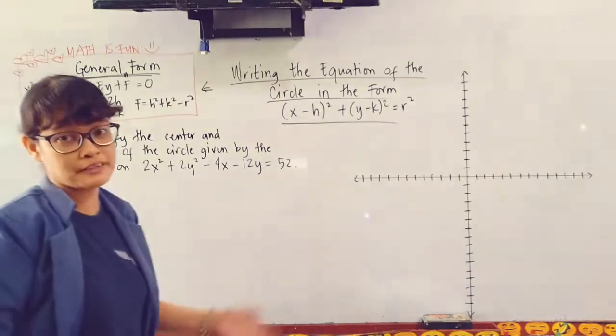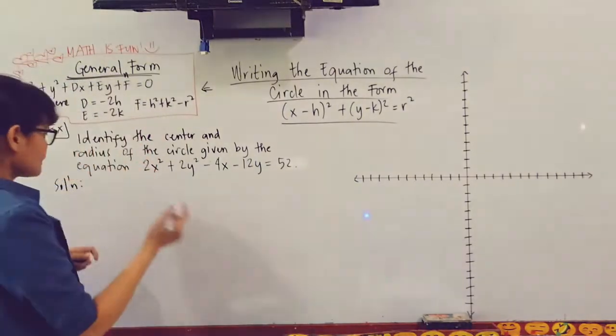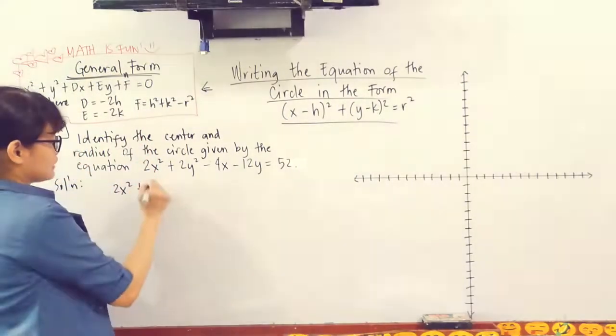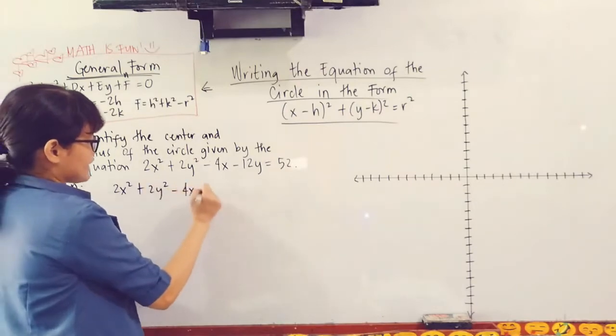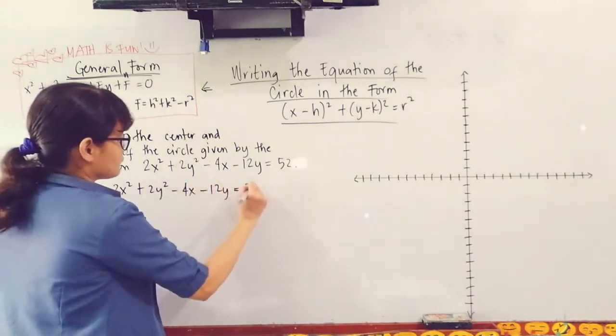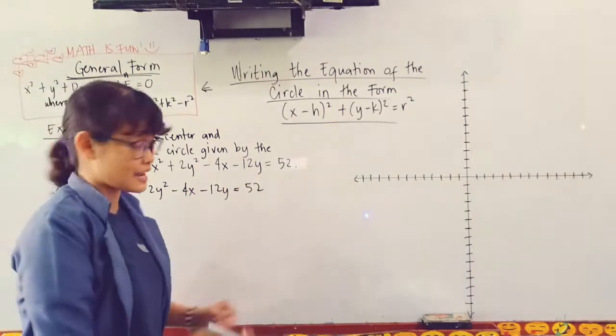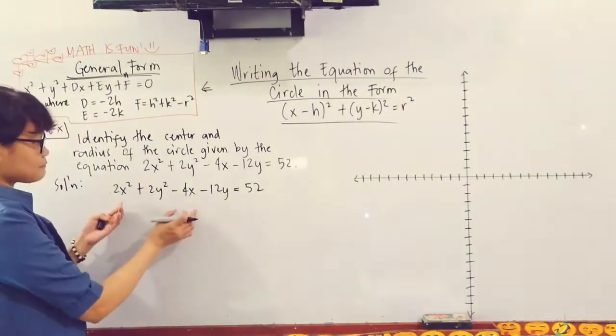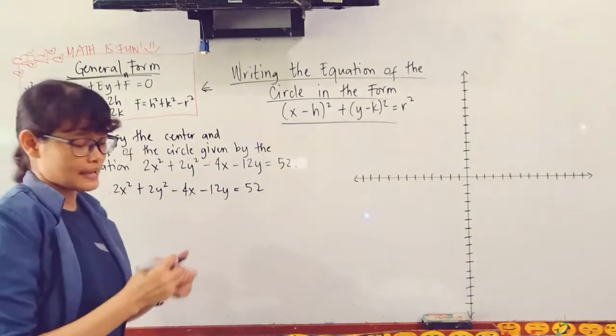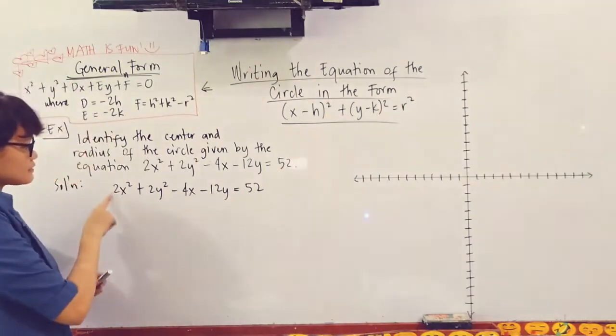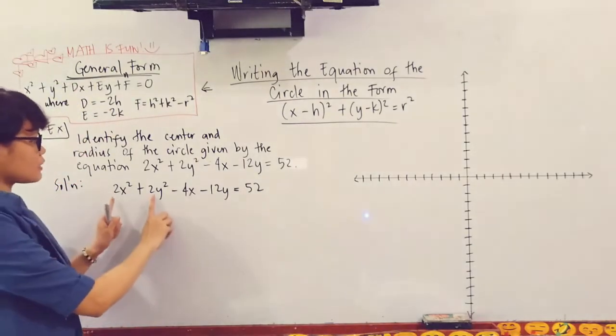So let us use completing the square first. So you have 2x squared plus 2y squared minus 4x minus 12y equal to 52. So, nandito na yung constant number. So, dyan na talaga siya. And gagawin natin, pero ito kasi yung catch. Okay? As you can see, there is a coefficient, yung presence ng coefficient na 2.